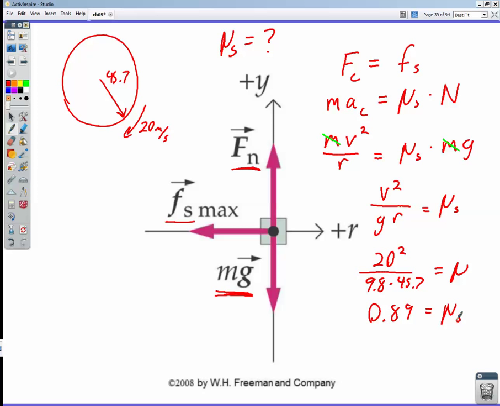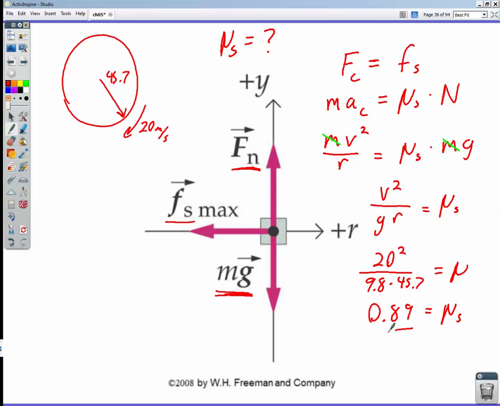When we recognize that 20 meters per second is more than 40 miles an hour, we understand why this coefficient of friction needs to be so large. Normally the coefficient of static friction between rubber and asphalt is given as 0.8, so this car is not going to make it. It's not going to negotiate this curve without skidding.